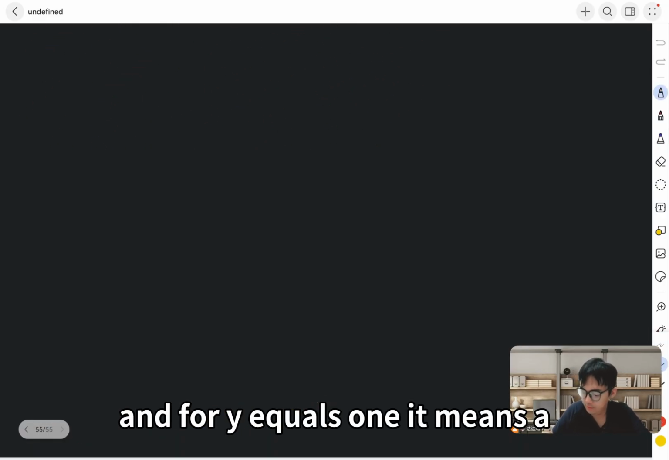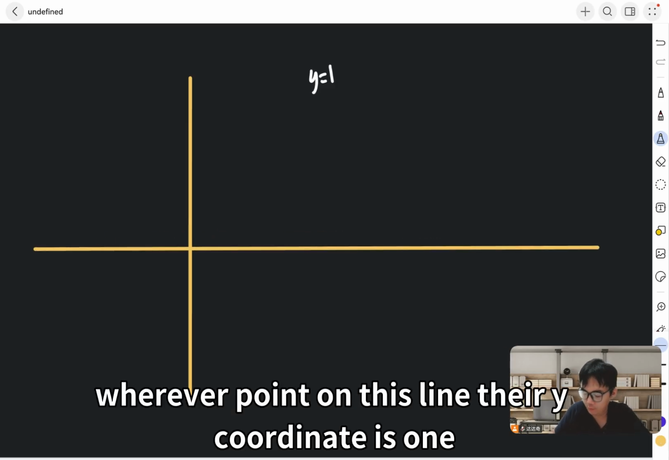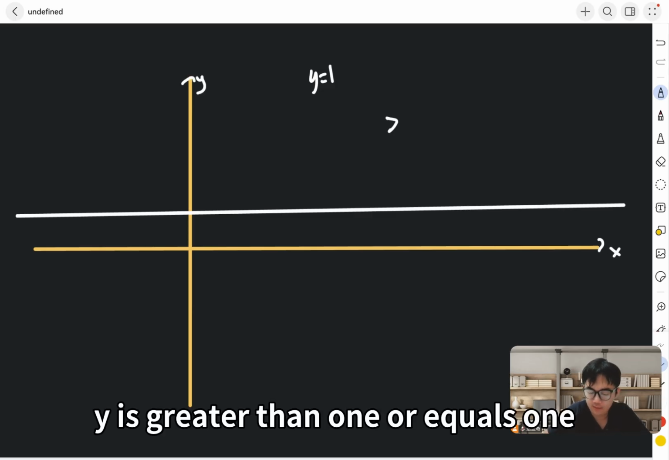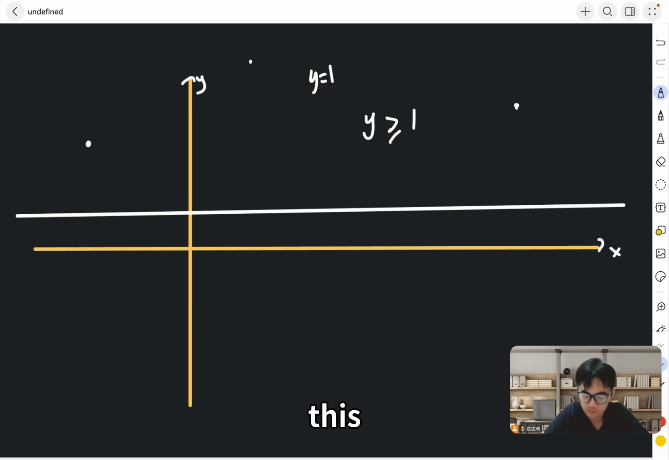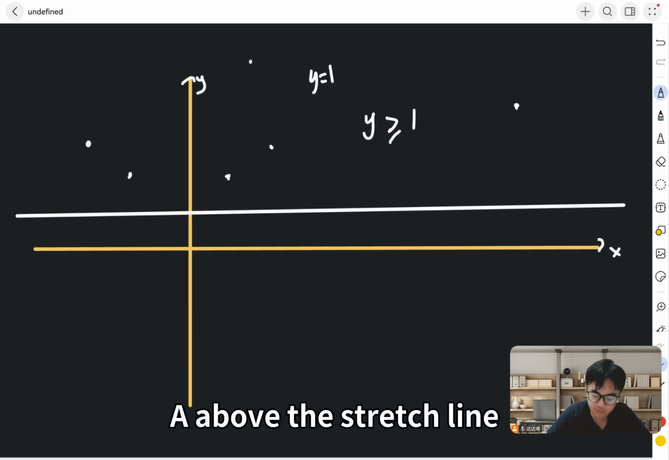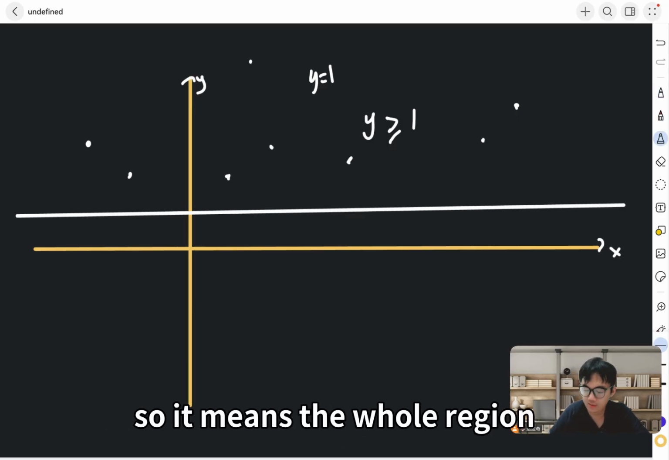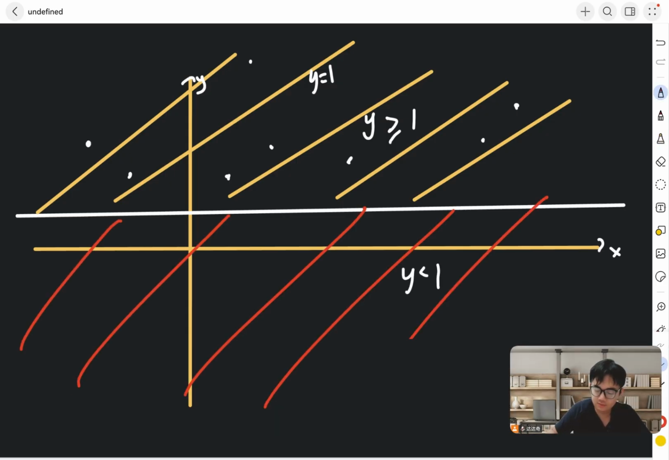And y equals 1 means a horizontal line where every point on this line has y coordinate 1. For y greater than or equal to 1, basically every point above the straight line has a y coordinate greater than 1, so it means the whole region above. And y smaller than 1 means the region below it, under it.